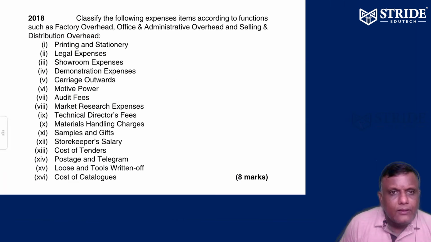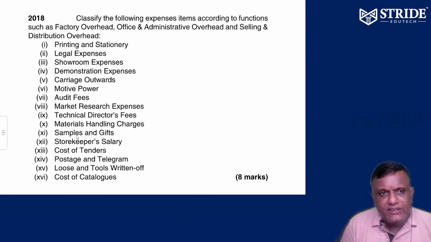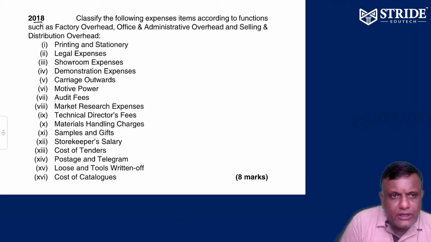Let's see one paper based on the cost sheet, where we have to post each item as respective to factory, office or selling. You have to check it. In the 2018 paper: classify the following expenses according to function as factory overheads, office and admin overheads, or selling and distribution. Where can we post them? Number one, printing and stationery.